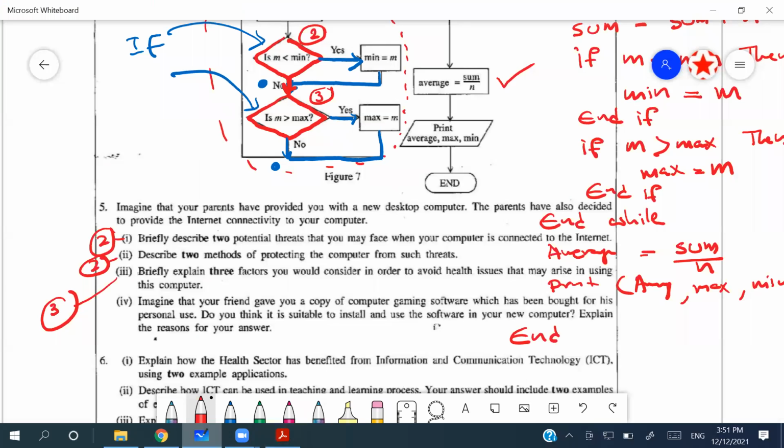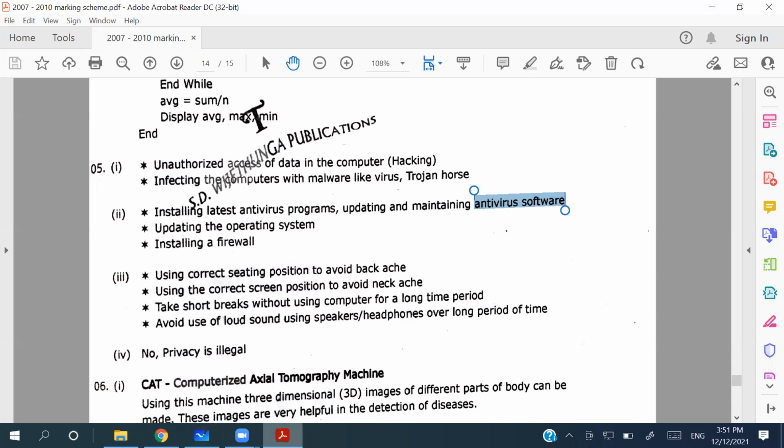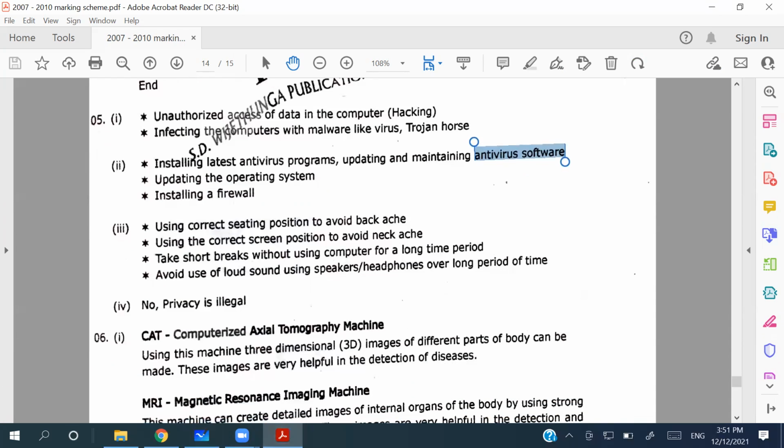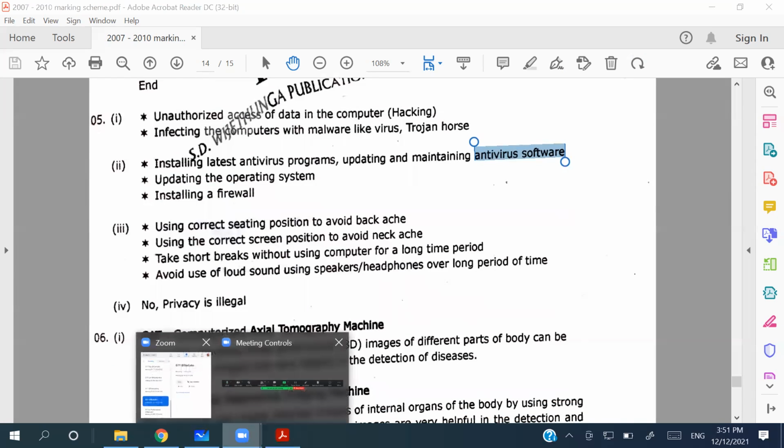So the last part says, imagine that your friend gave you a copy of computer gaming software which has been bought for his personal use. Do you think it is suitable to install and use the software in your new computer? Explain the reason for your answer. So now they are asking whether you agree or not. They say no.